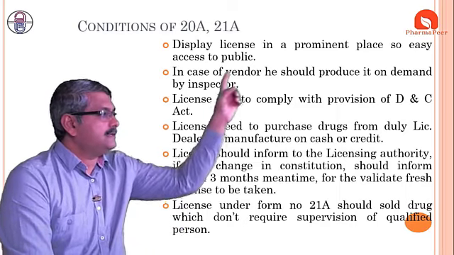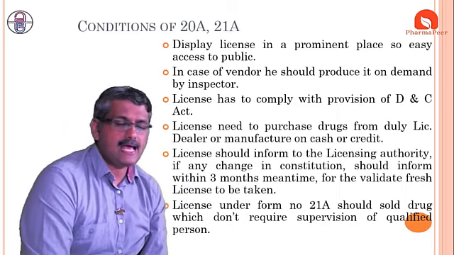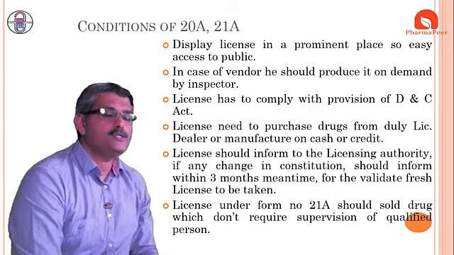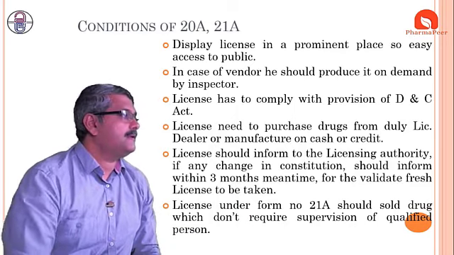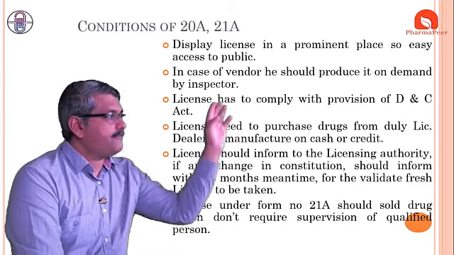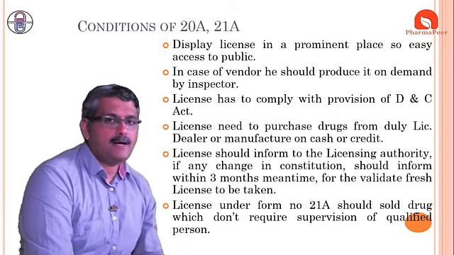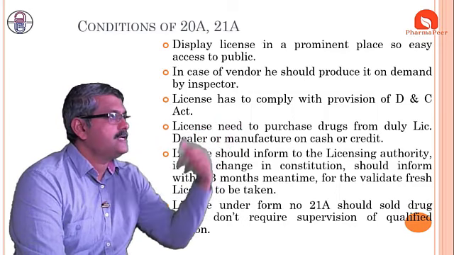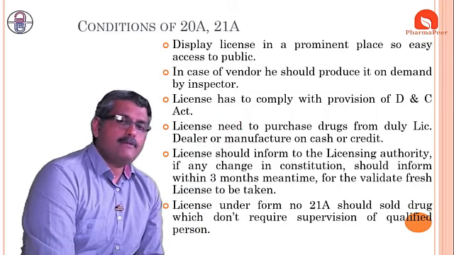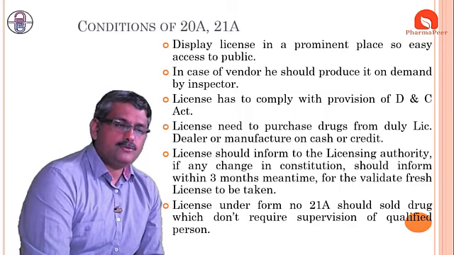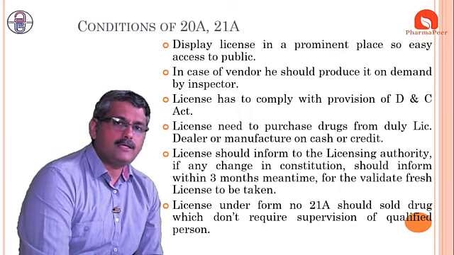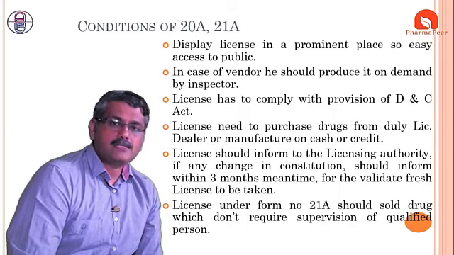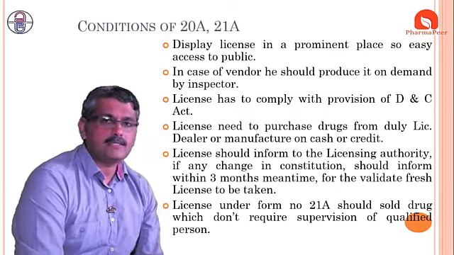he has to display the license, whatever license he has received from the licensing authority. He has to display the license in a prominent place, easily accessible to the public. In case of a vendor, he should produce it on demand by the inspector. Vendor means a traveling agent, so he always keeps it with him, just like a driving license. Whenever we are traveling by bike or by vehicle, car, then we should always keep a driving license with us. And whenever any authority person asks, we need to produce this driving license.